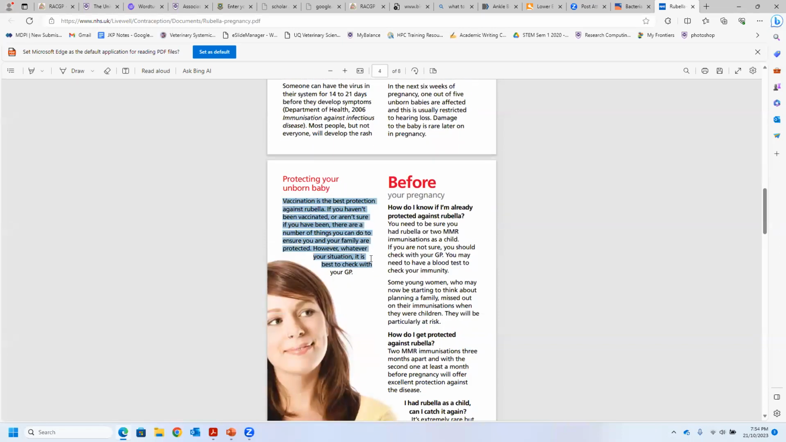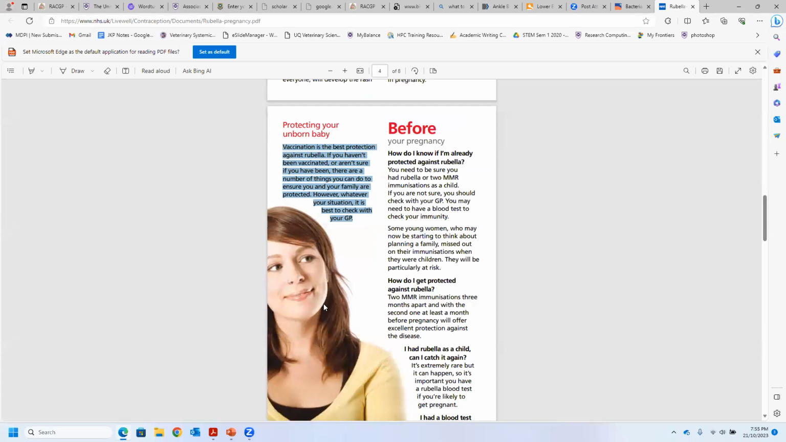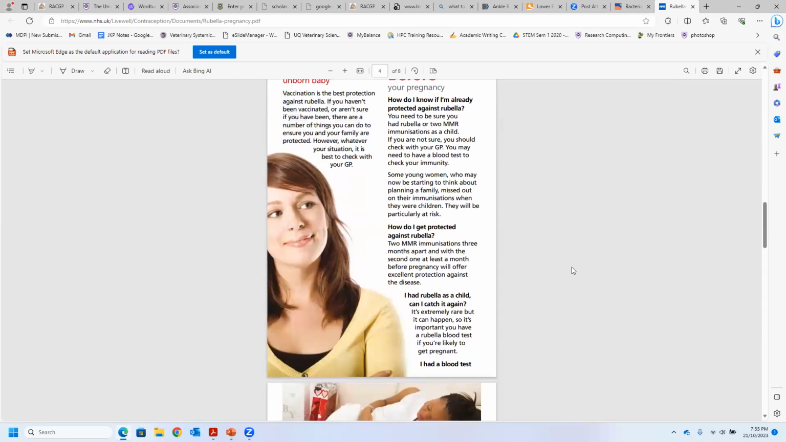Vaccination is the best protection against rubella. If you haven't been vaccinated or unsure if you have been, there's a number of things you can do to ensure your family is safe. How do I know if I'm protected against rubella? You need to be sure you had rubella in the past, or you had 2 or more immunizations of the MMR as a child. If you're not sure, check with your doctor. You may need to have a blood test to check the immunity, just like we are doing in our female.